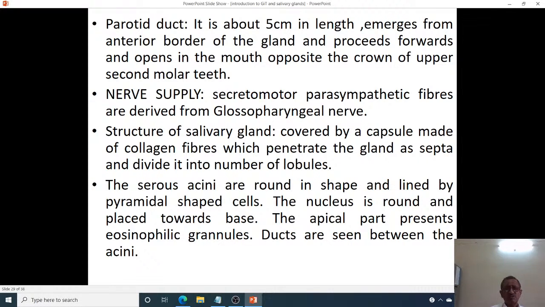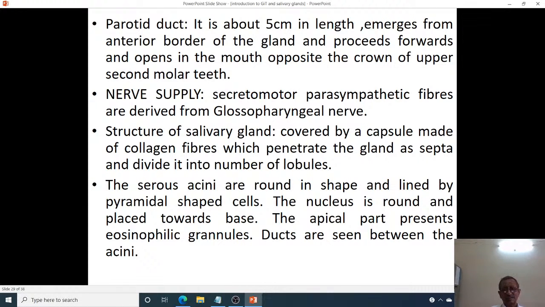Now we come to the parotid duct. It is about 5 centimeters in length, emerges from the anterior border of the gland, proceeds forwards and opens into the vestibule of the mouth opposite the crown of the upper second molar teeth.